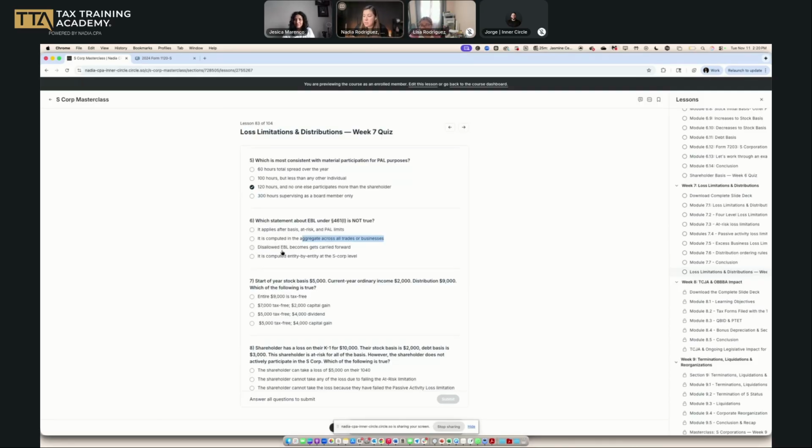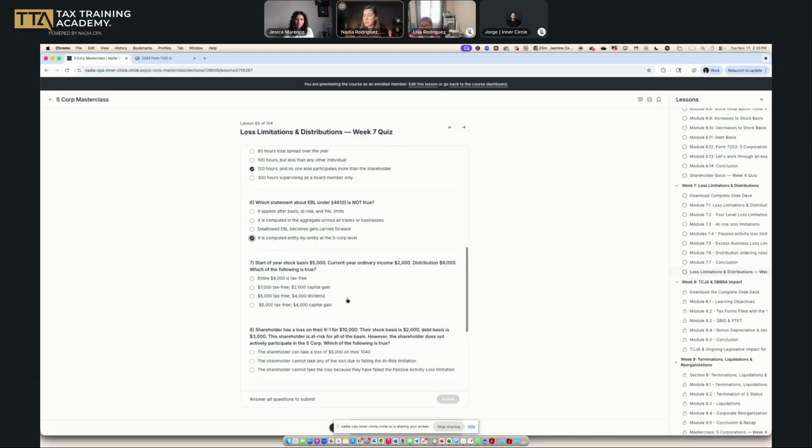Disallowed excess business loss gets carried forward. Oh, that's a typo. It gets carried forward. That's correct. It is computed entity by entity at the S Corp level. No, the S Corp does not have anything to do with excess business losses.